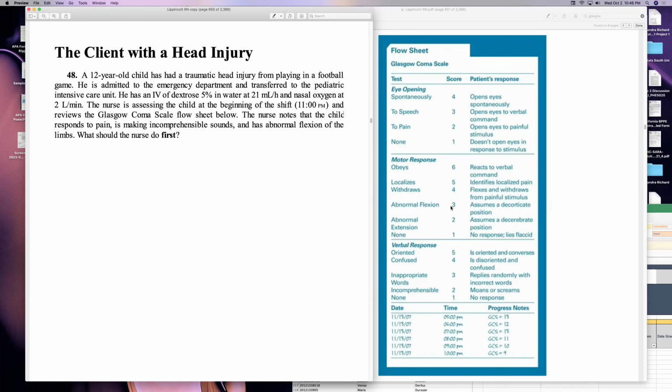And what did we just say about the Glasgow Coma scale? What does it run from and to? From 3 to 15. And so what's the normal score? 15, very good. And so what does it mean when someone is below an 8? Coma. So what's this child's level of consciousness technically? 7. They're in a coma. Okay.